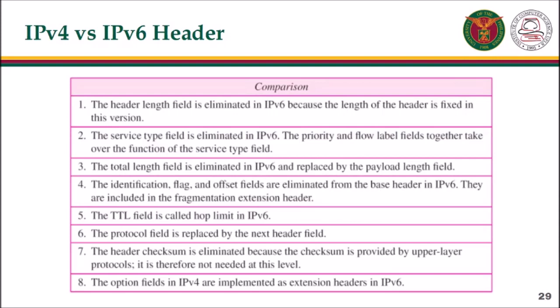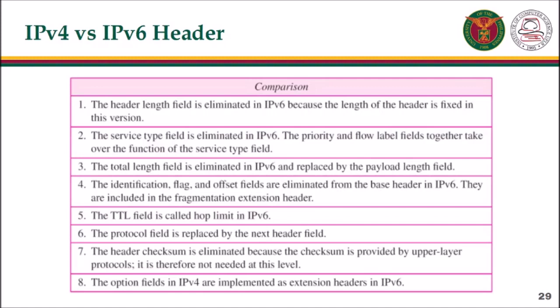Here are some comparisons of the IPv4 and IPv6 headers. The header length field is eliminated in IPv6 because the length of the header is fixed in this version. The service type field is eliminated in IPv6. The priority or traffic class and the flow label fields together take over the function of the service type field. The total length field is eliminated in IPv6 and replaced by the payload length field.